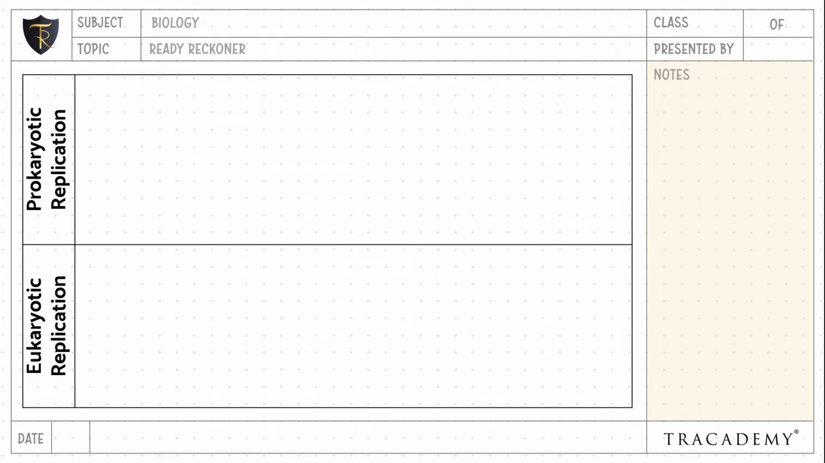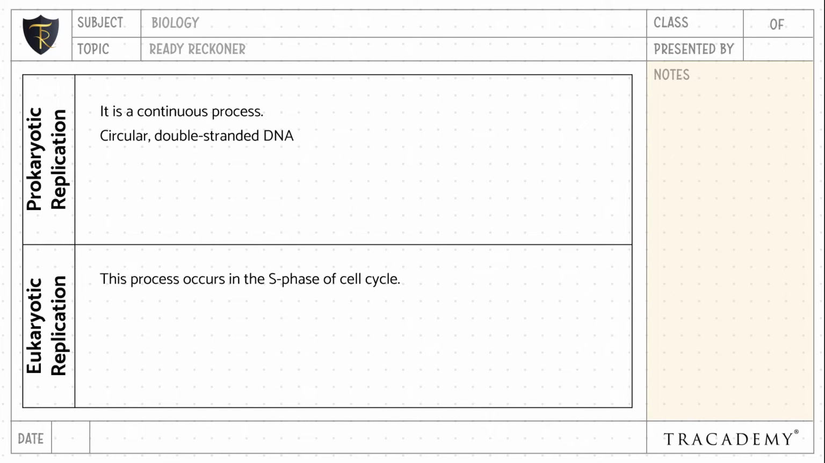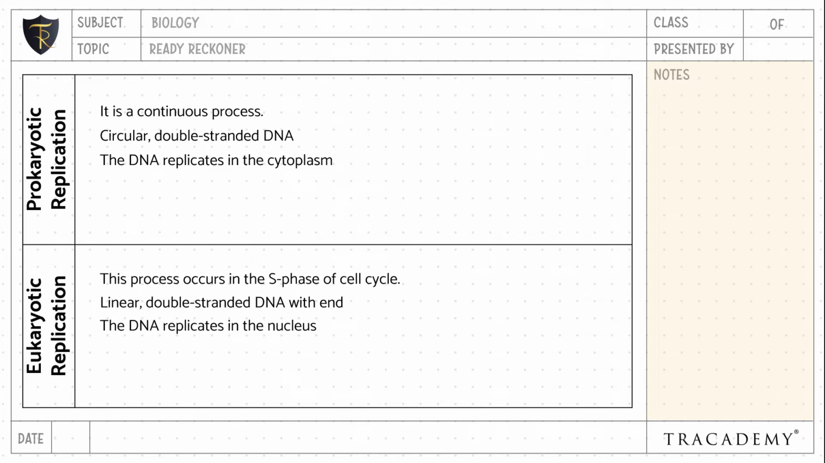Prokaryotic replication is a continuous process, whereas eukaryotic is a process that occurs in the S phase of cell cycle. Prokaryotic includes circular and double-stranded DNA, whereas eukaryotic replication includes linear and double-stranded DNA with the end. The DNA replicates in the cytoplasm in a prokaryotic cell, whereas the DNA replicates in the nucleus in a eukaryotic cell.